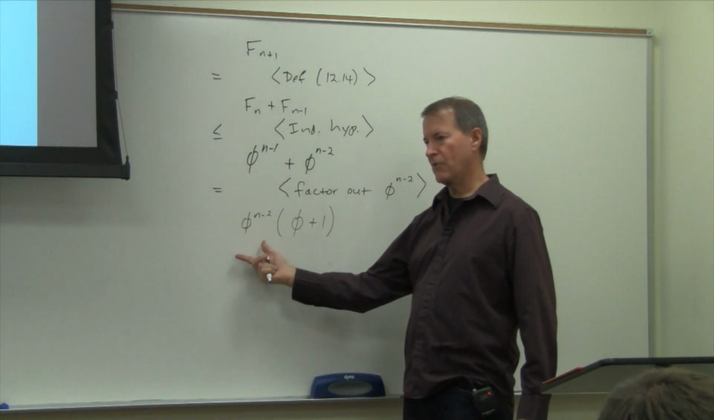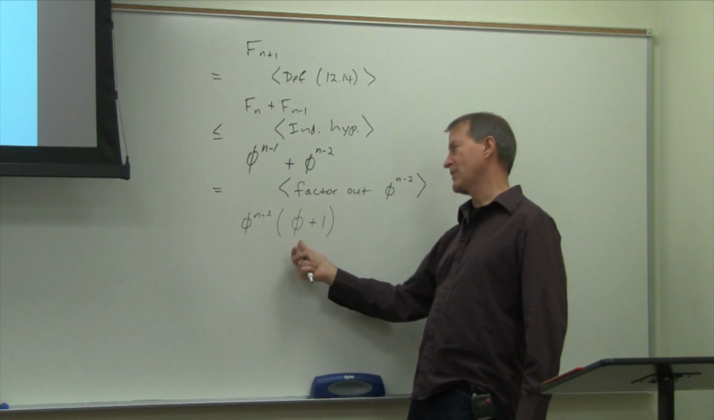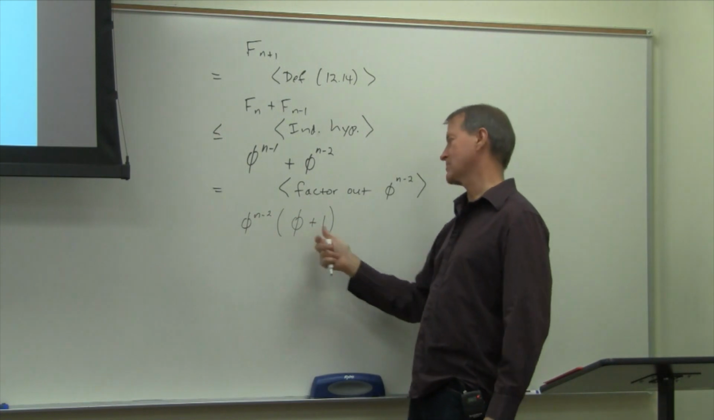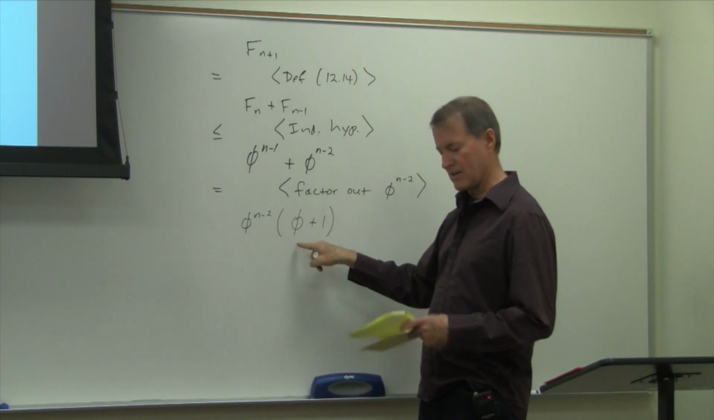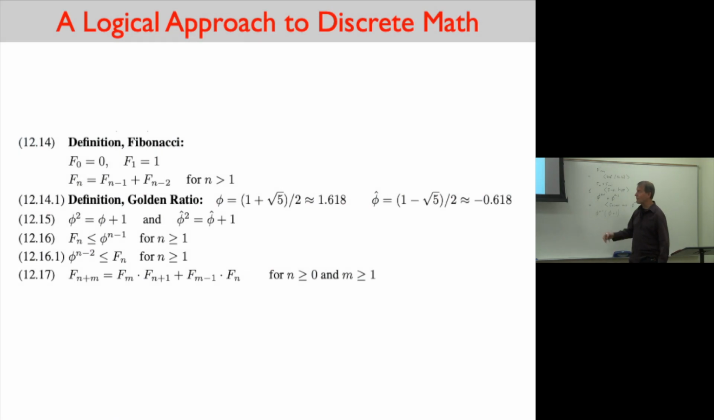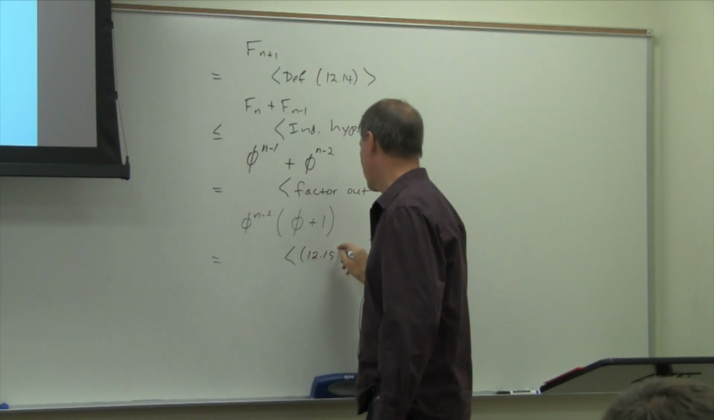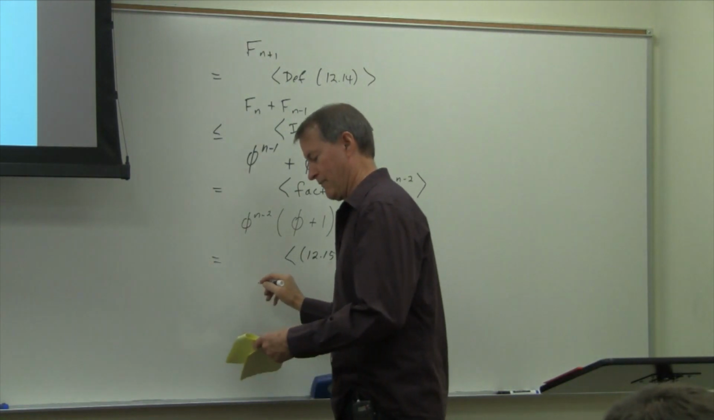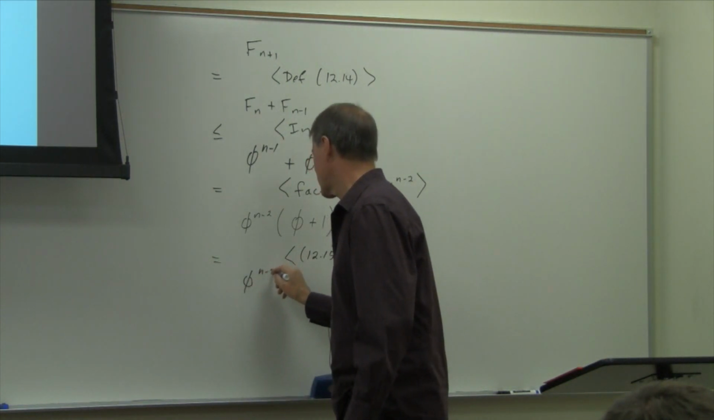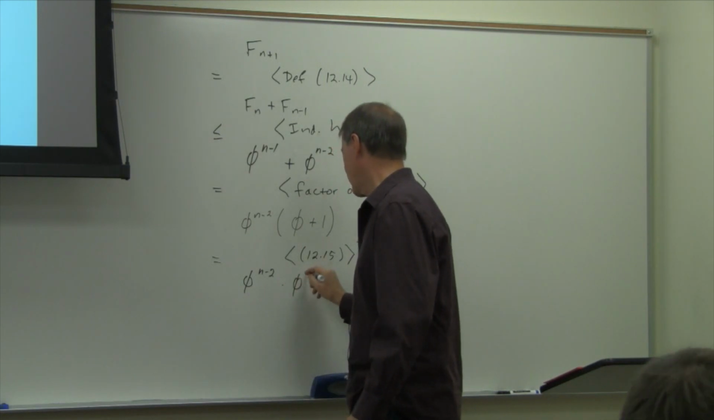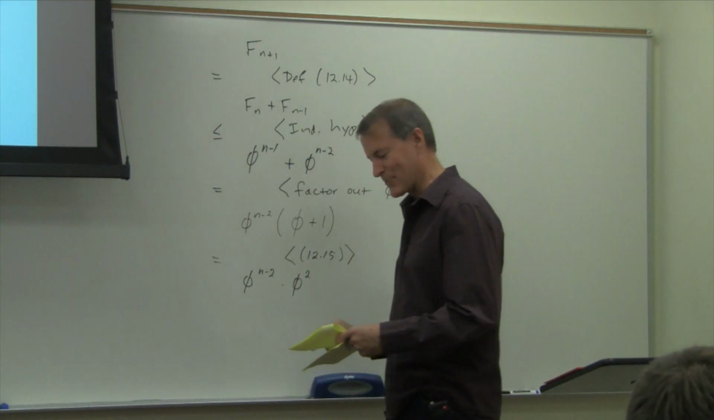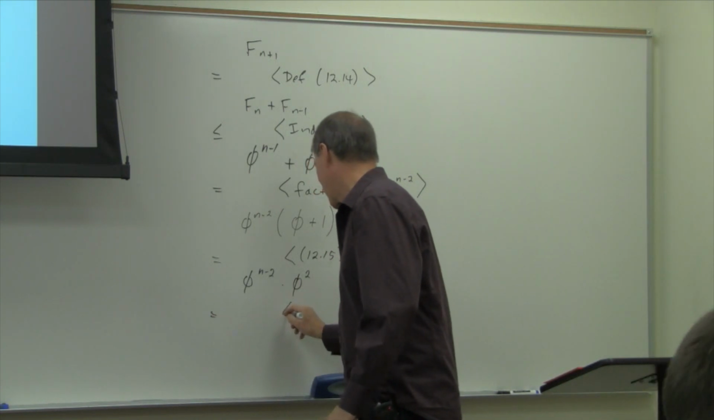Because after all, how can you verify this? Phi to the n minus 2 times phi is phi to the n minus 1, and phi to the n minus 2 is it. The reason we're factoring out phi to the n minus 2 is so that we can get this phi plus 1. Because if we look up here, what do we know about 12.15? Phi plus 1 is phi squared. So this equals, by 12.15, phi to the n minus 2 times phi squared. And phi to the n minus 2 times phi squared is phi to the n.